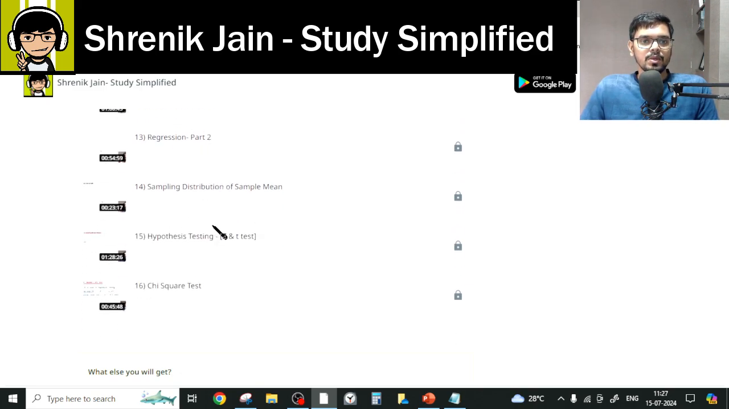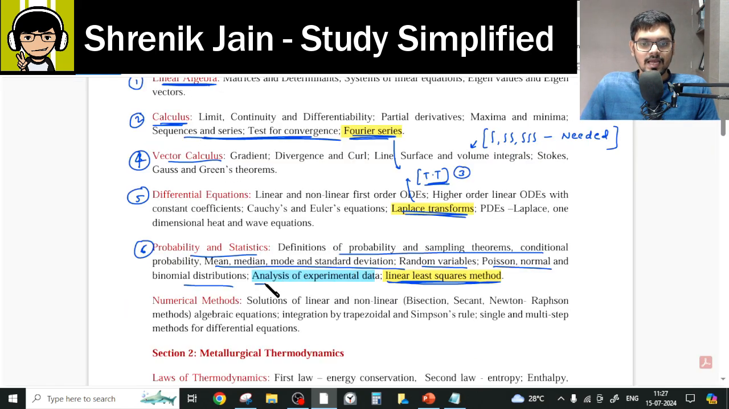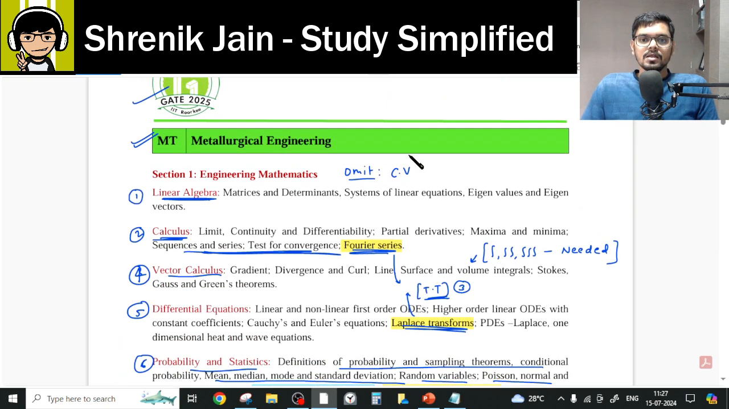What about the sampling distribution of sample means, hypothesis testing, Z and T tests, chi-square test? These are also there, because analysis of experimental data means those topics indirectly. So I hope you got the idea. Probability and statistics, each and every lecture you have to watch, nothing can be skipped. And comes the 7th chapter, numerical method, everything you have to watch, nothing can be skipped. The only skip is in this next chapter: complex variable, the complete chapter is omitted for you.